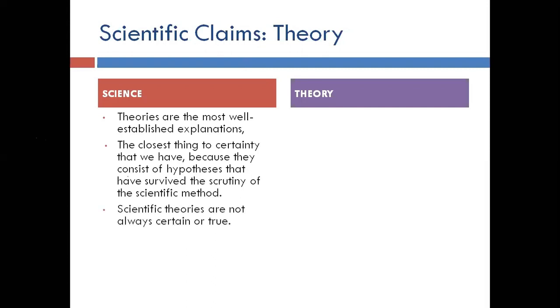Scientific theories are not always certain or true, and many well-established, well-substantiated theories were ultimately replaced. So, once theories are formulated in science, they seem to be closest to certainty until a contradictory theory proves them wrong. But when a theory is put forward, it has withstood various scrutinies, and these scrutinies made this theory a well-established theory or explanation.